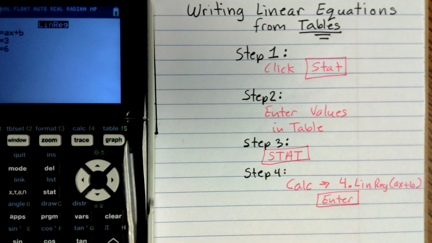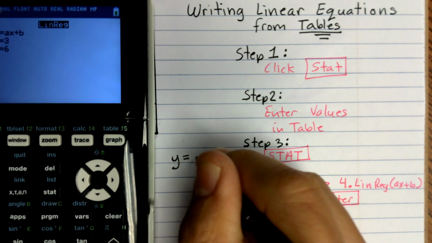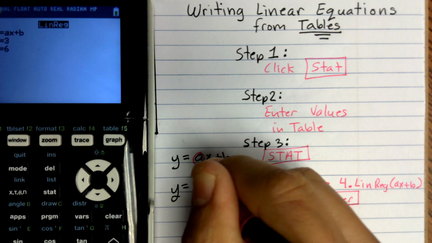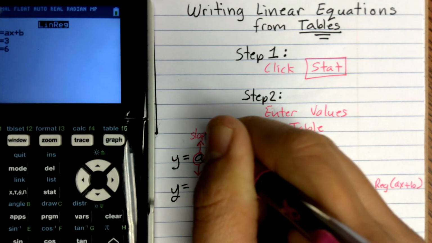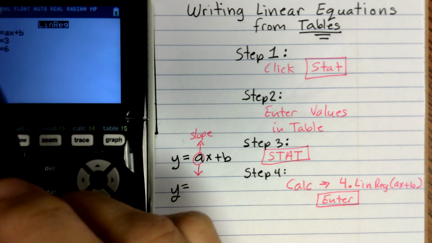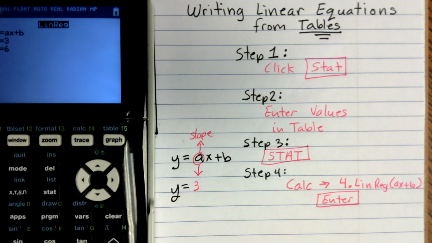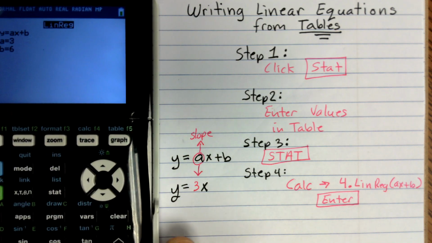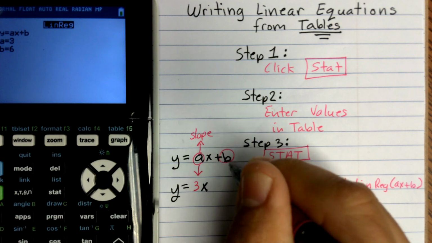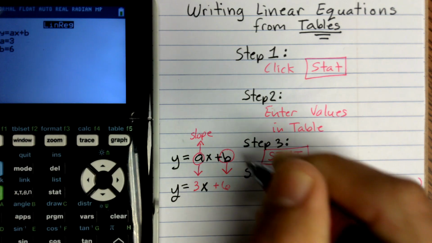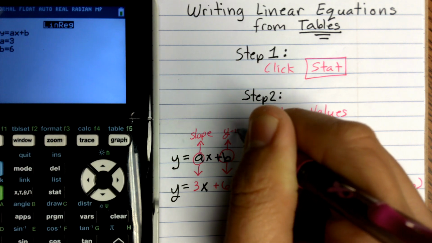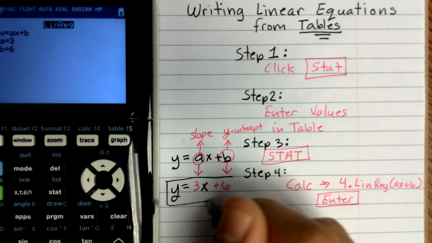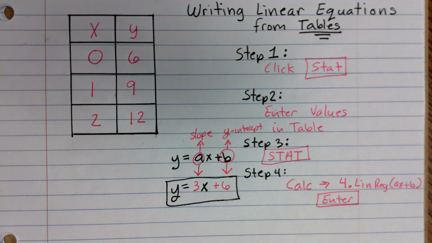And so what I end up with is y is equal to ax plus b, where a is my slope, and that number, if we look at my calculator, a was 3, so I'm going to put a 3 right there, and then I'm going to write my x, and then my b value was positive 6. So notice it says b is equal to positive 6. So for my b, I'm going to put plus 6. And that b value was my y-intercept. That's all there is to it. We now have an equation for that table in slope-intercept form.